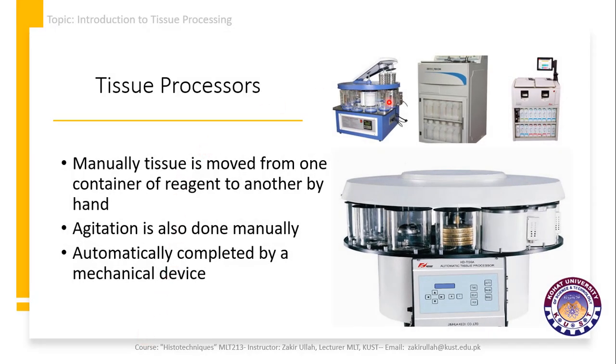These are the different types of tissue processors. In manual processing, tissue is moved from one container of reagent to another by hand, and agitation is done manually; in automatic processing, it is completed by a mechanical device. These are the automatic tissue processors, and here we can see the jars are removed and transferred from these jars to the next one. These are also different types of automated tissue processors, but tissue processing can also be performed manually, and we will discuss this manual tissue processing in the next lecture.